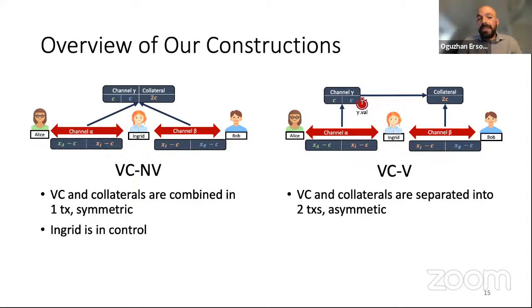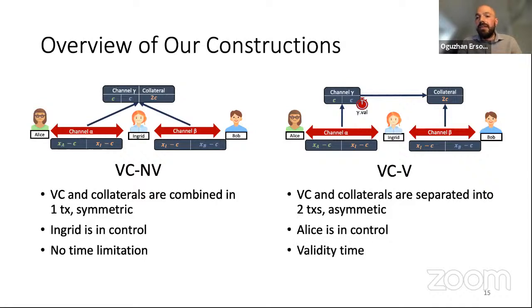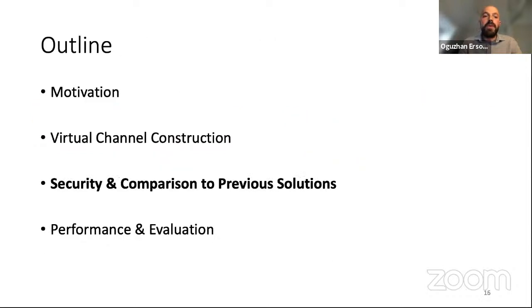And in the non-validity case, as I mentioned, Ingrid is in control, whereas in the validity case, one of the end users is in control, and in this example, Alice is in control. And in the non-validity case, there's no time limitation for the channel, so it can stay as long as the parties want. Whereas in the validity case, there's an expiration time for the virtual channel. And now let's move on to the security of our model and the comparison with the previous results.